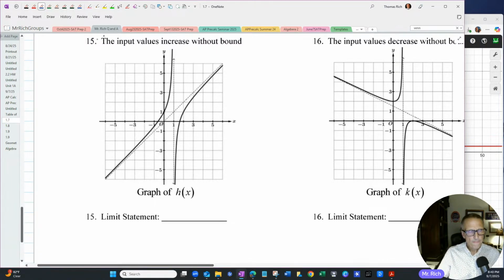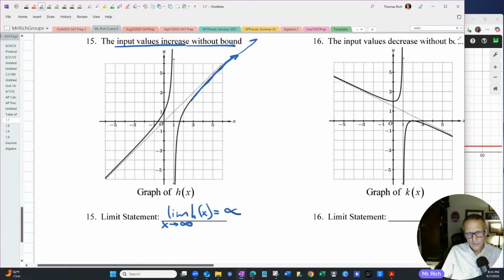So here on question 15, you can see that the question is, the input values increase. So the x's are increasing without bound. That means the limit statement is the limit as x is going to infinity. The function is h of x, and that means you're writing along this part of the function. As the inputs increase, you keep going higher and higher. That means those y values are going to positive infinity.